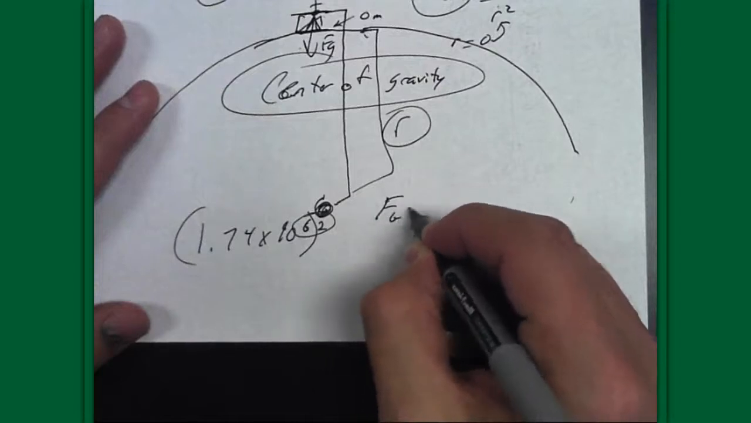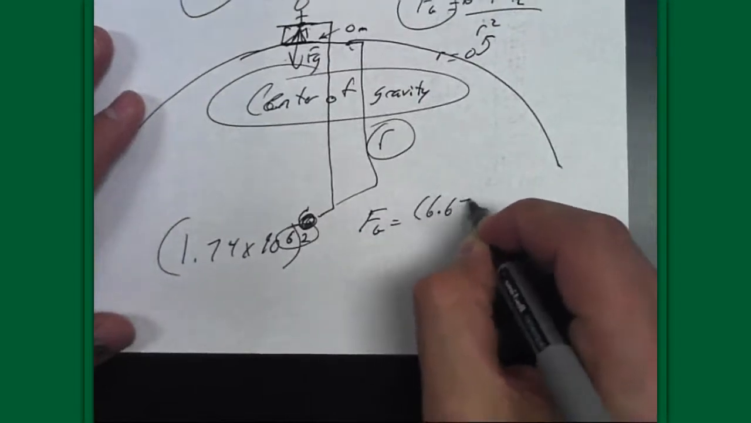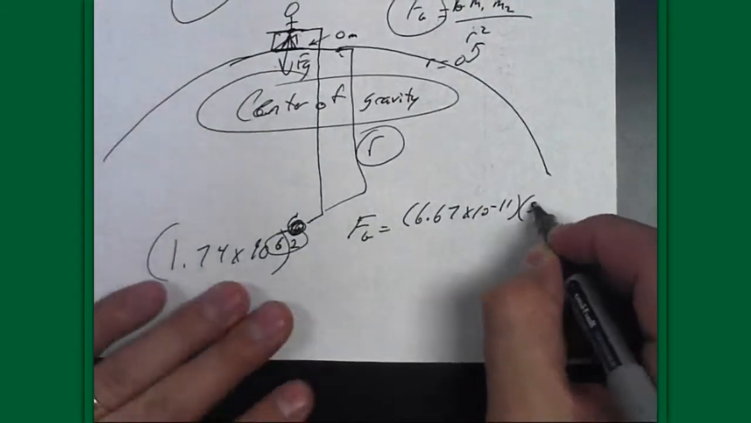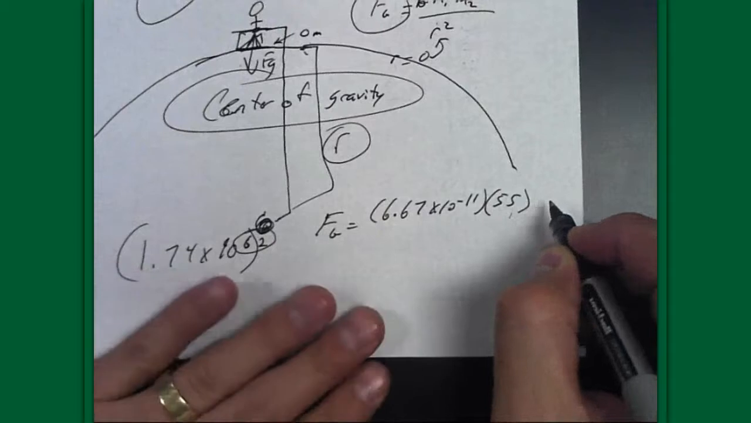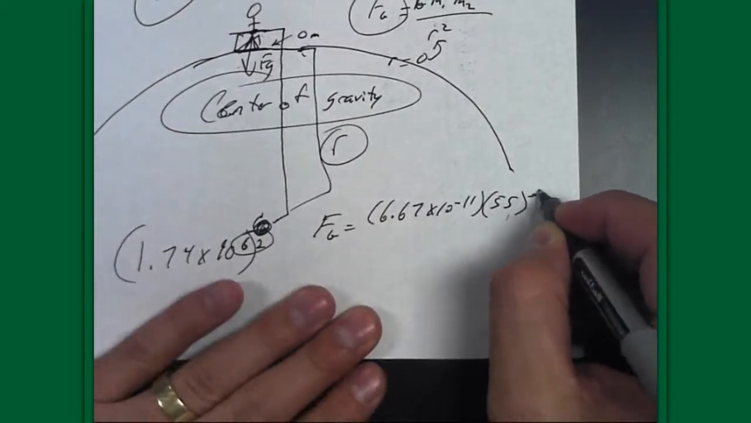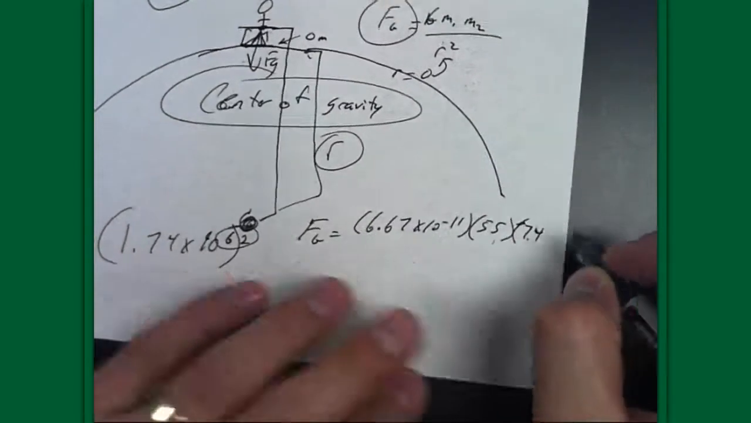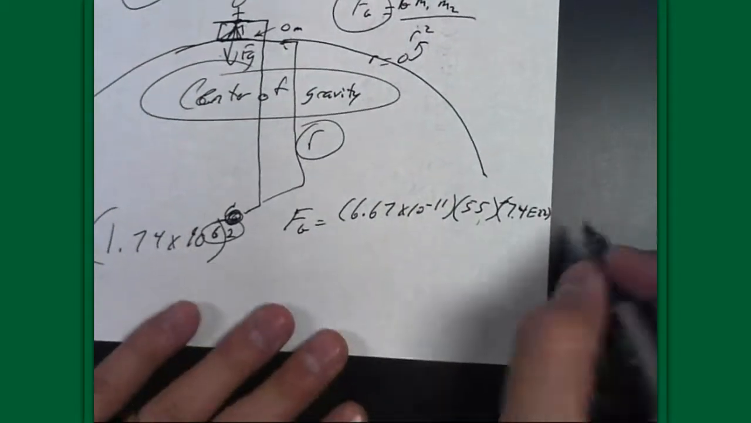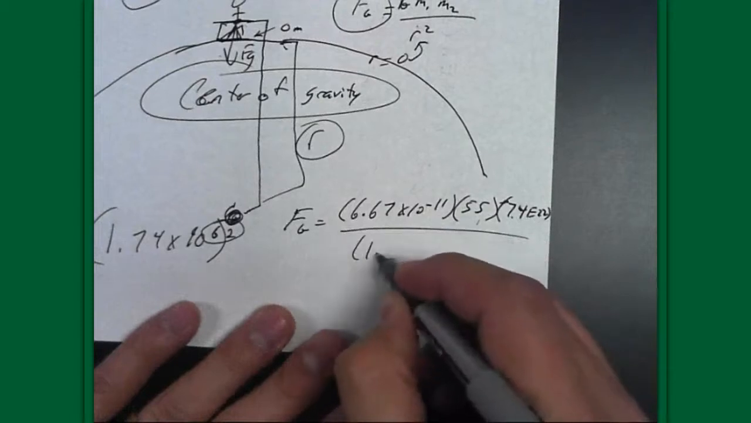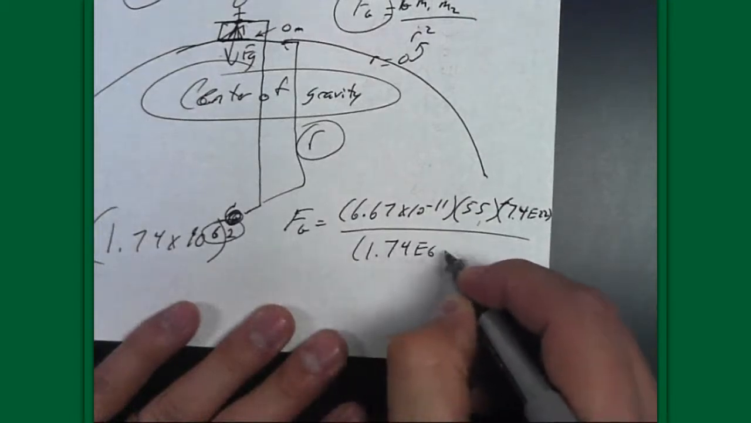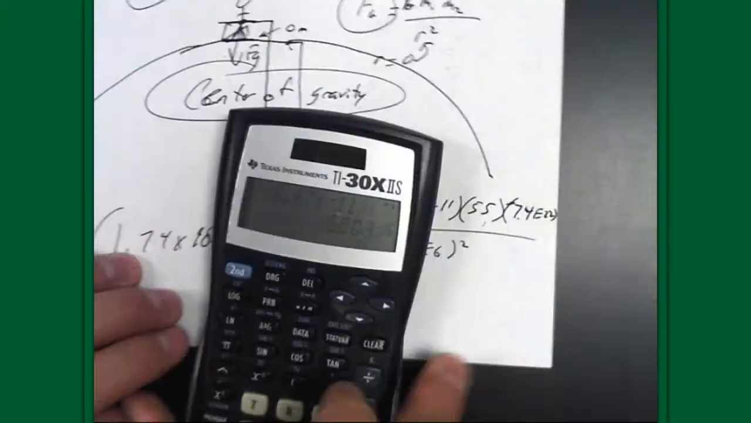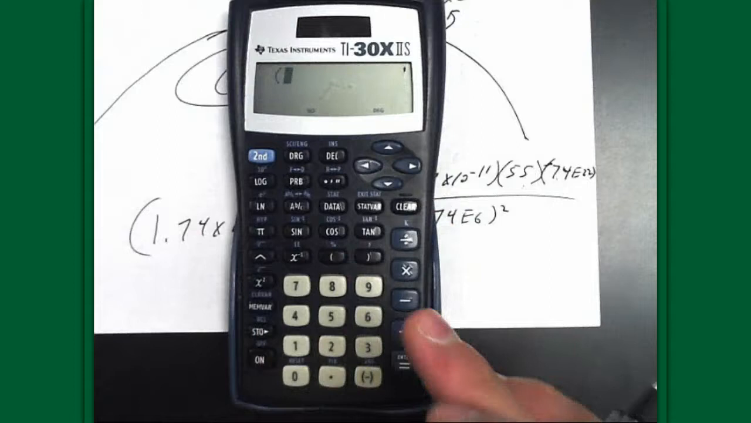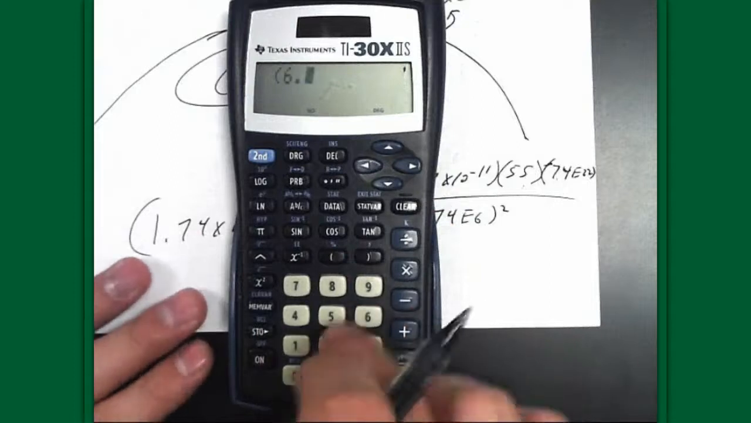to find the force of gravity, remember our G was 6.67 times 10 to the negative 11th. One of the masses was 55, and the other mass was 7.4 times 10 to the 22. Getting small out there. And then we had this radius of 1.74 times 10 to the sixth, and we're going to square that. In the calculator, here's how we would do it. We can do it all at once as long as we do everything correctly.